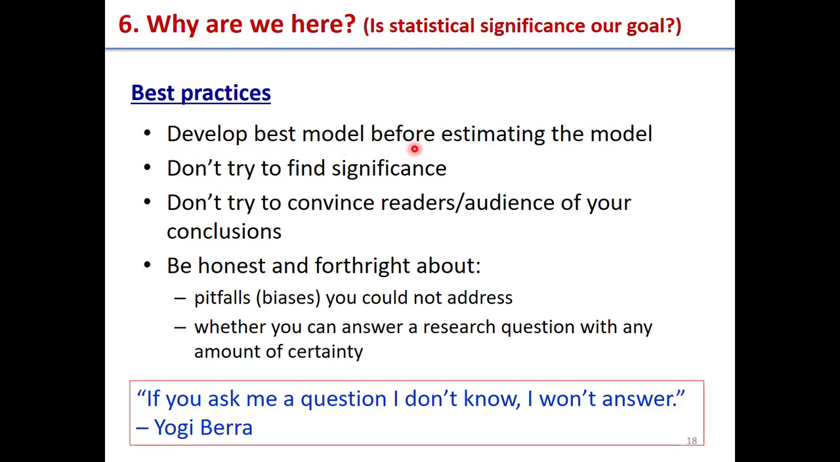Okay, and so the best practices are first, ideally you would develop the ideal model or the optimal model before you estimate the model. Okay, next, don't try to find statistical significance. That is not your goal. Don't try to convince the readers that your conclusions are correct. Yes, you can present your results, give your conclusions from that, but you want to be honest and forthright about what those potential pitfalls are that maybe you weren't able to address, and whether you can answer a research question with any amount of certainty. Be honest and forthright about things. That way we're all better off.